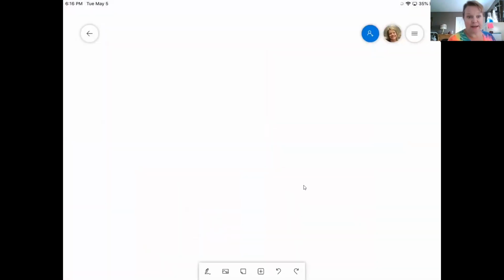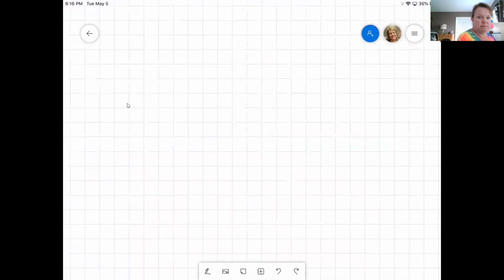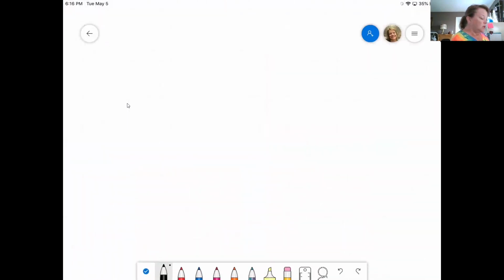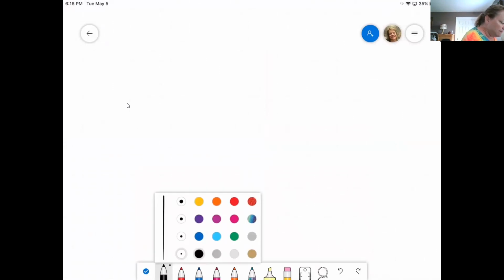I'm going to try to create it. Okay, so this is what happens. I don't know what those little dots are. All right, so you have, let's draw a volcano.